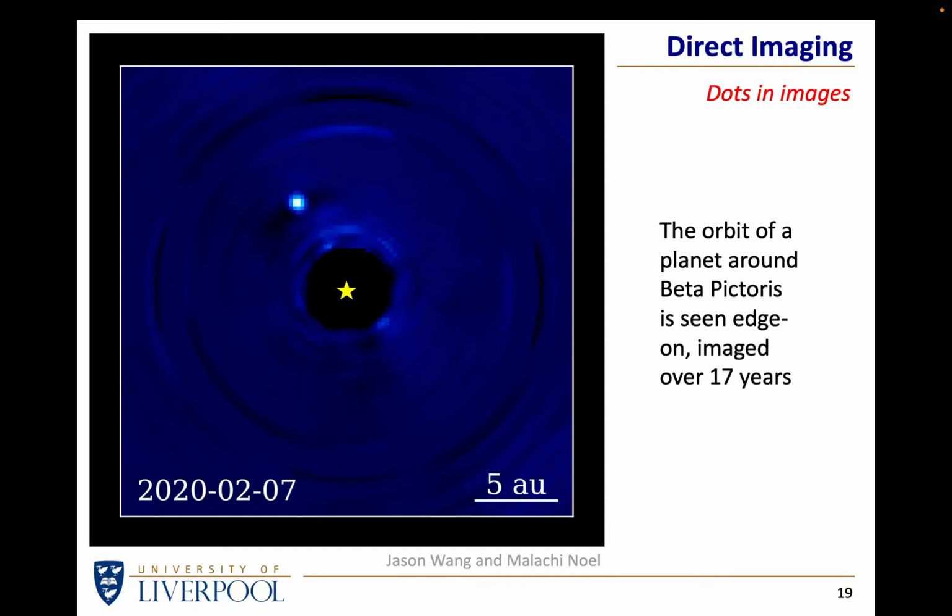Methods 1 and 2, the idea of looking at the wobble of a star and looking at transits, those are the methods that have found most by far of all the exoplanets we know about. This technique might become more interesting in the future, but so far it hasn't found that many planets.